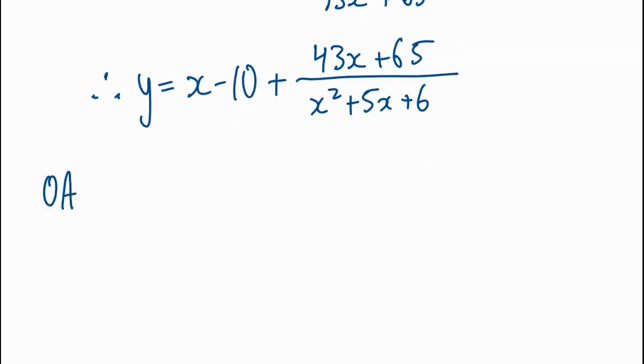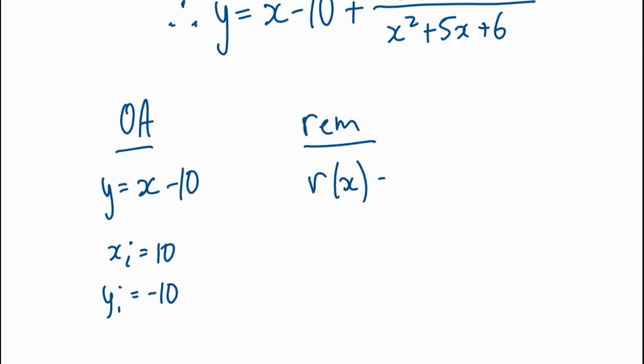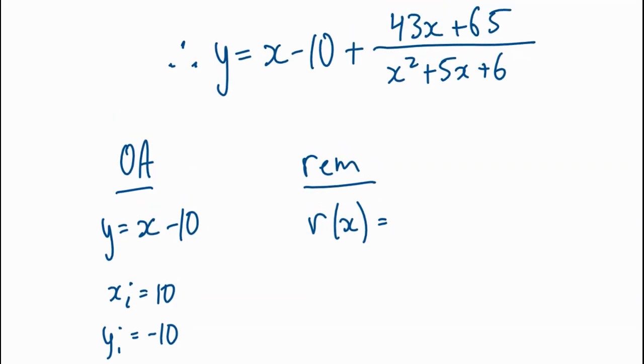So for the oblique asymptote, that's this part. We want the x-intercept and the y-intercept. And for the remainder part, I like to define it as r at x. You have to define it as r at x if you're using the notation that we're going to use. 43x plus 65. And I'm going to write this out in factored form. So that's going to be easier for the testing.